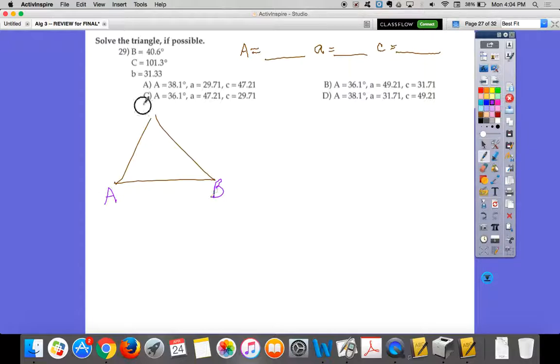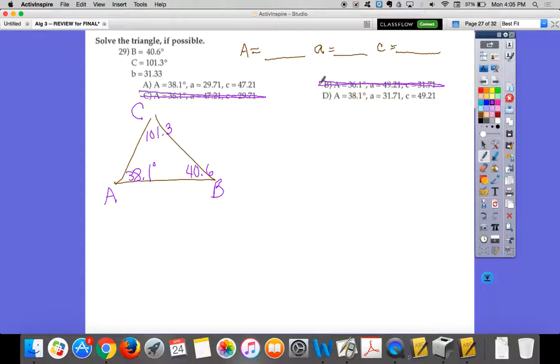Now, keep in mind, this is not a right triangle. So you've got angle C, you've got angle B, and you're looking for this one. So this is going to be 180 minus 40.6 minus 101.3. So we have 38.1. So that helps a lot because we know option C is out. They have 36.1 listed, and option B is out because they have 36.1 listed. So now we're down to 2.